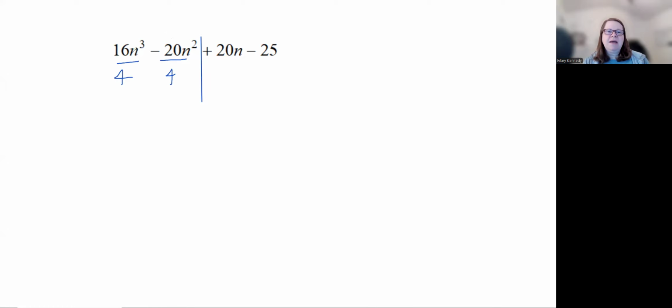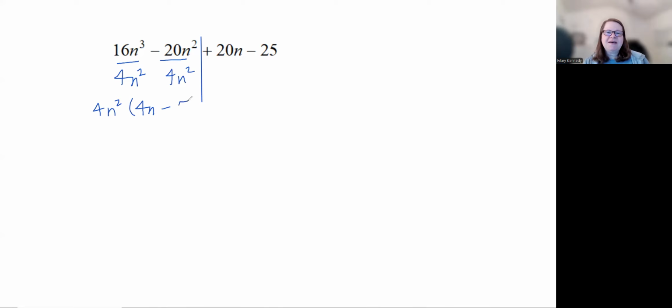And they both have n's in them. This one has 3, this one has 2. So that means the most they have in common is 2 n's multiplied together. So I'm going to write that in front of a parentheses because I'm factoring it out. I'm dividing it out. So 16 divided by 4 is 4. And we have n cubed divided by n squared. That just means we have 3 of them. We're taking out 2 of them. Leaves us with 1. And then minus because we got negative 20 here.